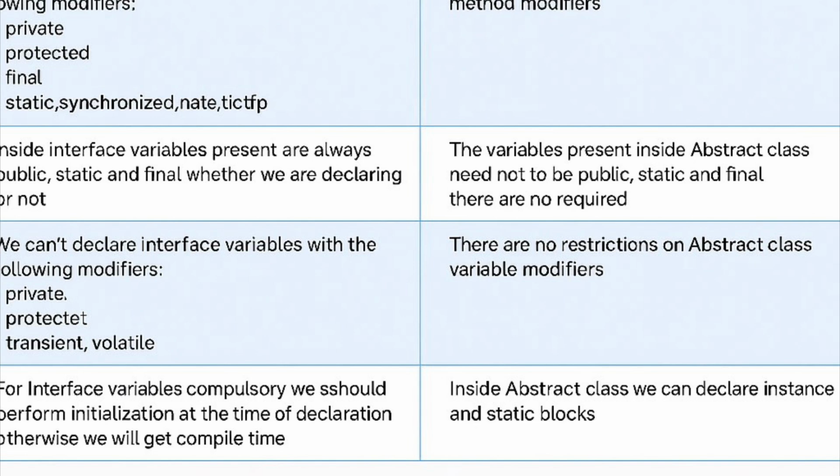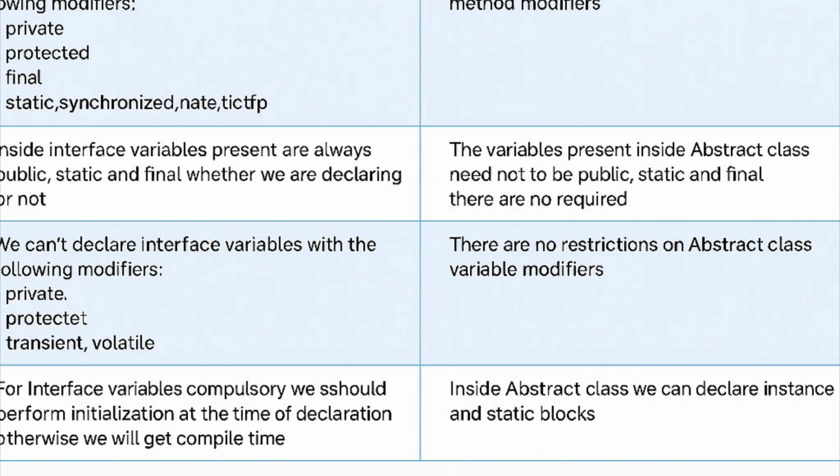The last point, point 7, is blocks, static and instance. Here is something important. In an interface you can't have an instance block or a static block. If you try, it will throw a compile time error. But in an abstract class you can include both instance block and static block, just like in a regular class.